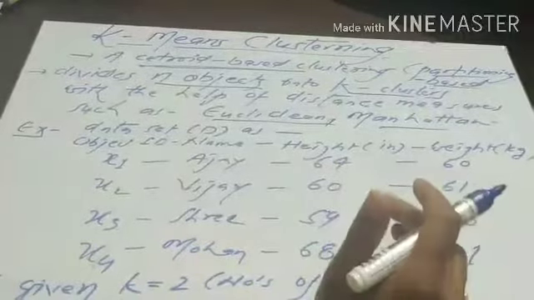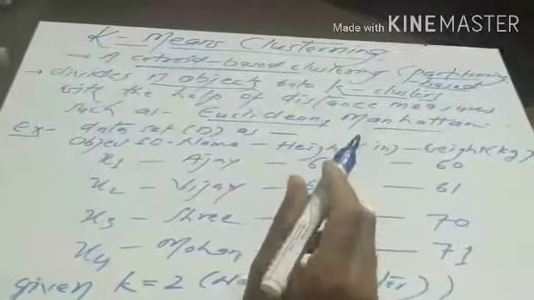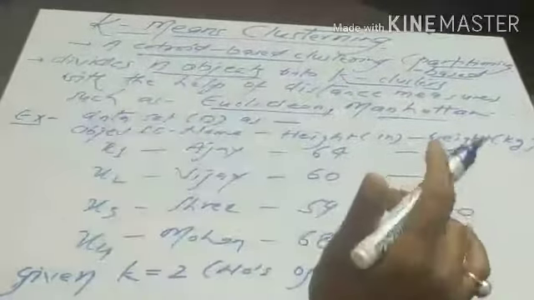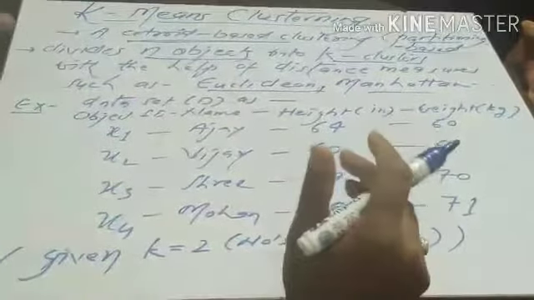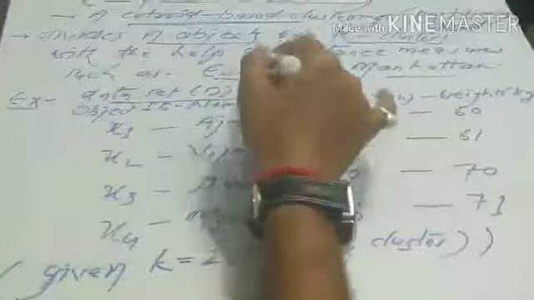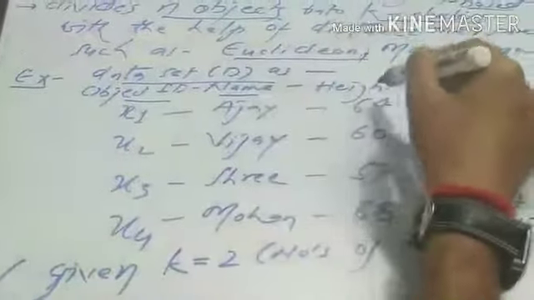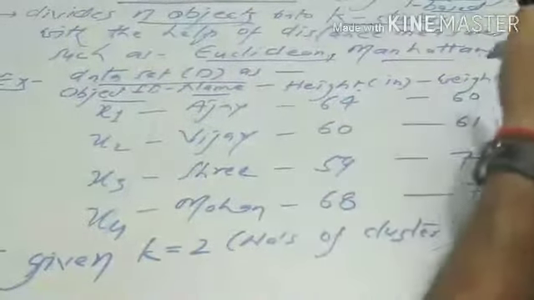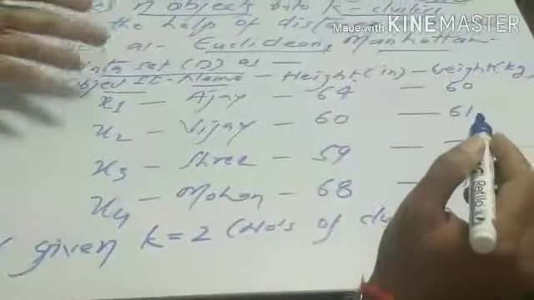Before proceeding with the actual algorithm, I will explain the algorithm with the help of an example, and when we understand the example, then we easily understand the algorithm. Suppose we have a data set D with attributes object ID, name, height and weight. Height is in inches and weight is in kg. There are 4 tuples or data objects in the dataset D.